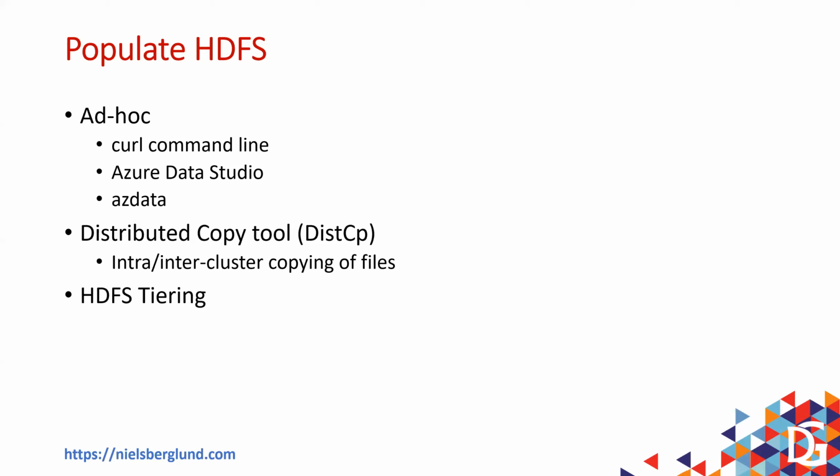So that's ad hoc. There is, in the Apache Hadoop world, a tool called the distributed copy tool, which we are using for large intra-cluster copying. In other words, we can copy data from one cluster to another, right? And it uses MapReduce under the covers to make the performance better.